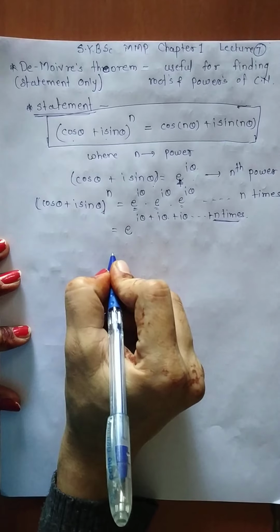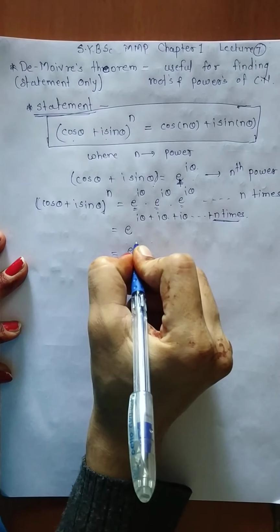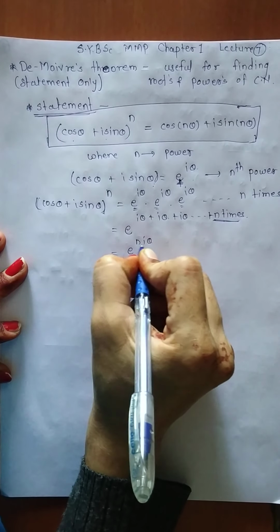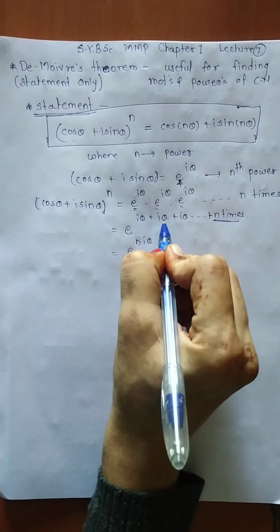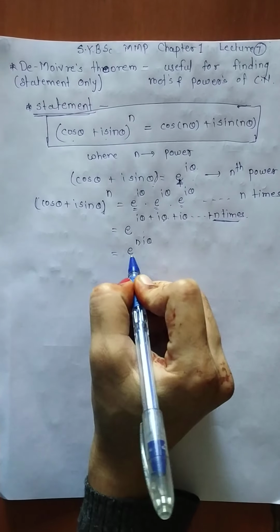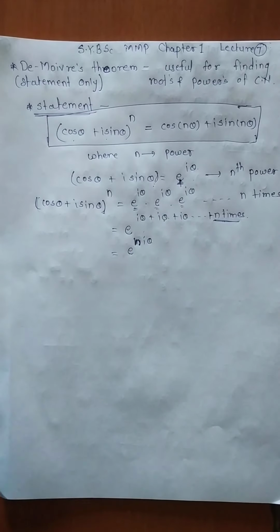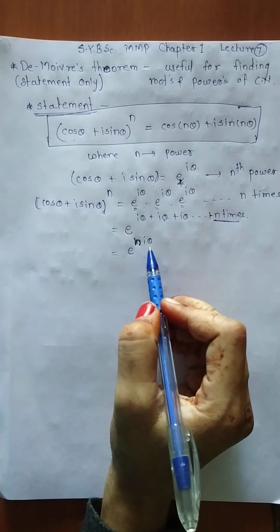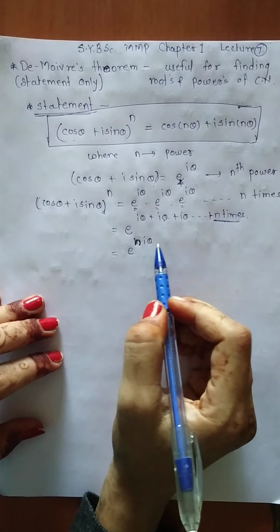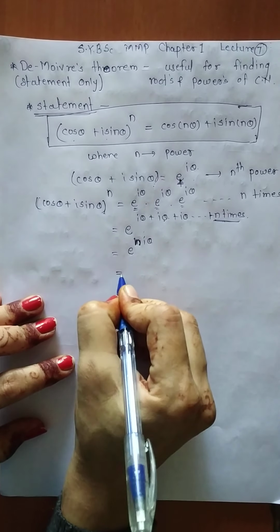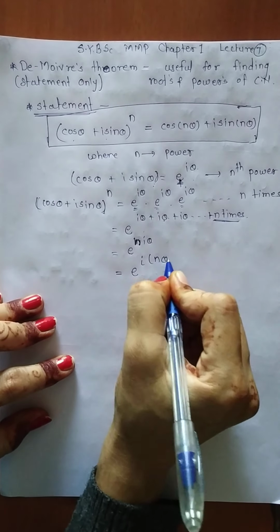And when you add I theta n times, you can also take it as I theta times n. So when we have e raised to I theta added n times, I can write it as e raised to I theta into n. This is a property of powers, one of the properties of powers and exponentials that we are going to use. Now this n times I theta I can write as e raised to, taking I outside, n theta.